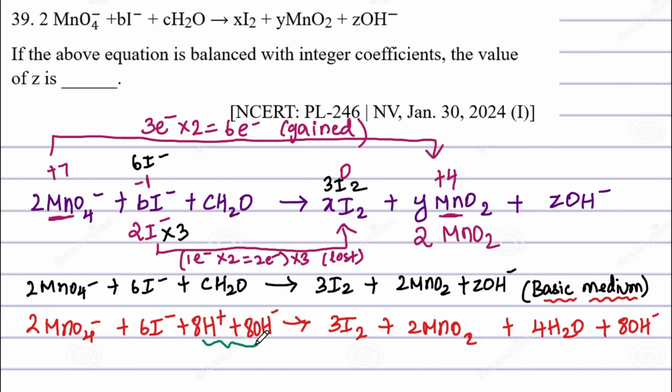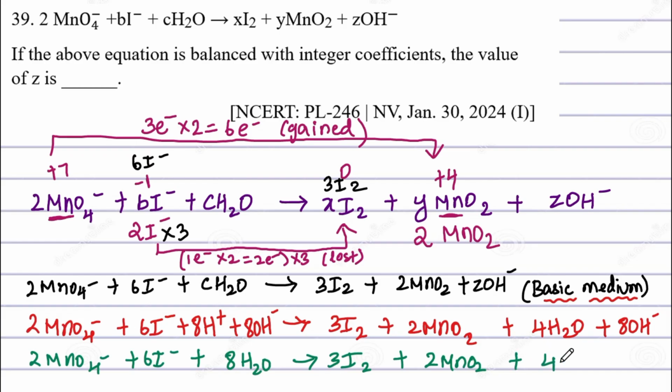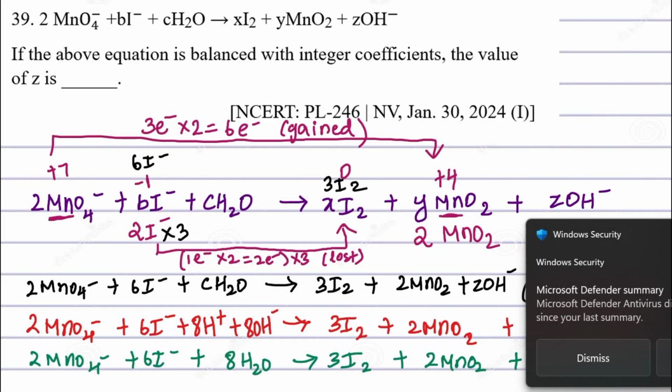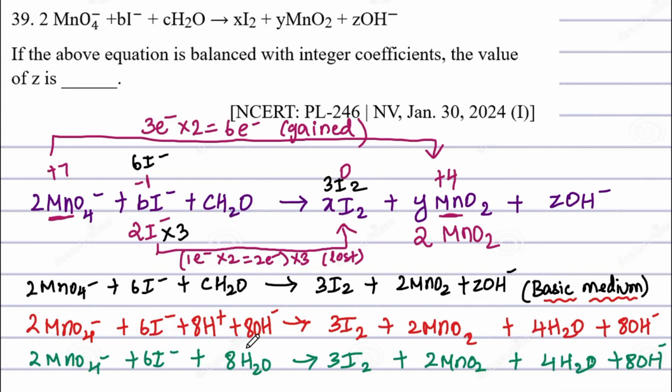This H plus and the OH minus together make H2O, that is water molecule. So we can write that combined: 2MnO4 minus plus 6I minus plus 8H2O gives 3I2 plus 2MnO2 plus 4H2O plus 8OH minus. So in reactant side also H2O is present, and in product side also H2O is present. Cancel that. So 4H2O, 8H2O is cancelled, and here you will get the remaining 4H2O. So now this final equation is same as given in the question.